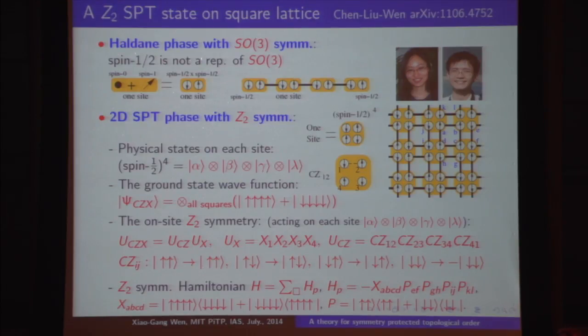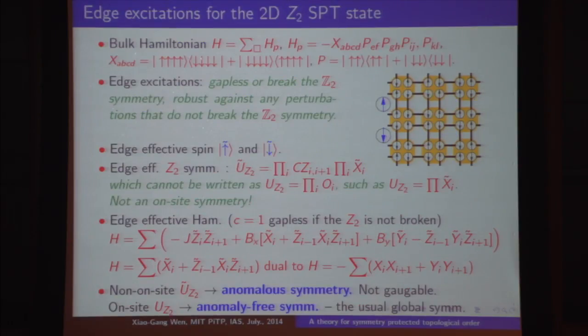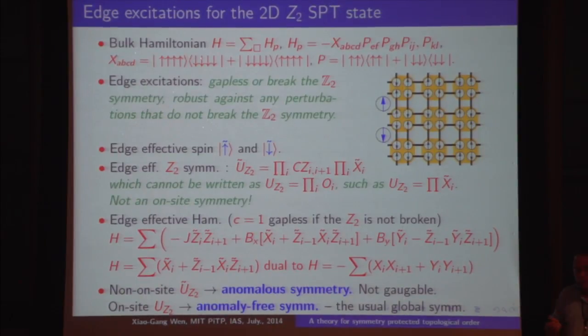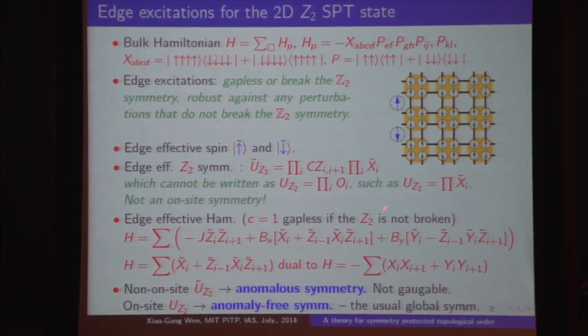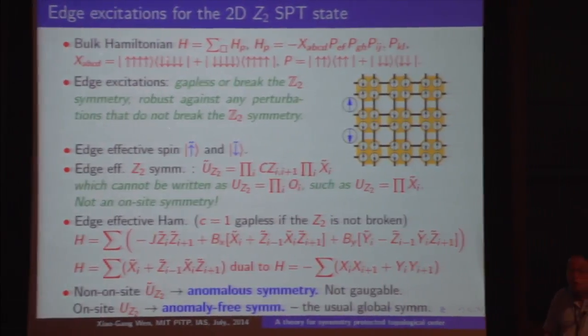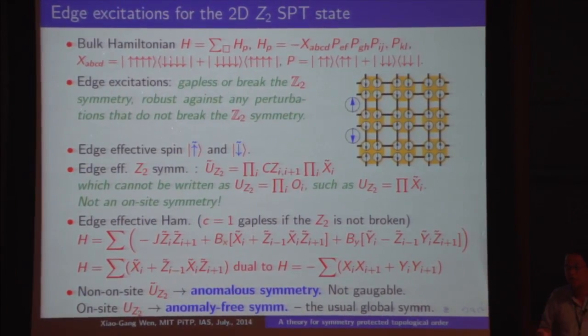Okay, so this is an example of this Z2 SPT state. So there's a very concrete construction. And so certainly you say, so what? You have some state with Z2 symmetry. How do you know this one is non-trivial? How do you see this is a non-trivial SPT state? And to see that, we should study the edge states. So the claim is that for this particular system, when you have boundaries, the boundaries are gapless or break Z2 symmetry.